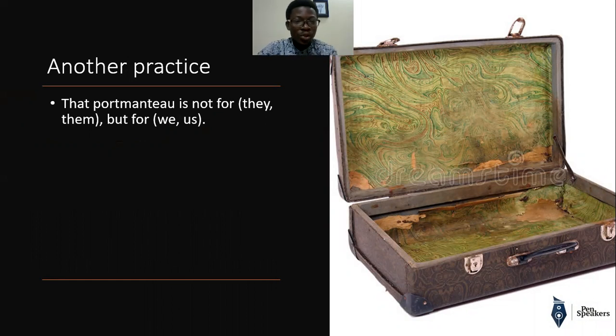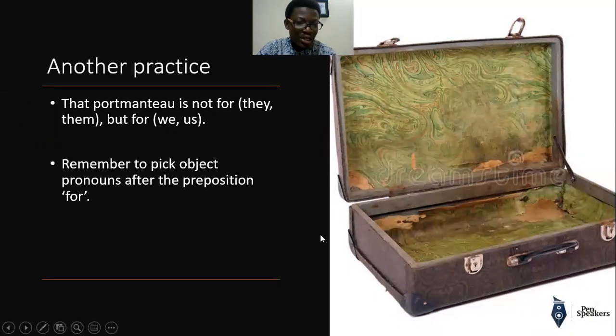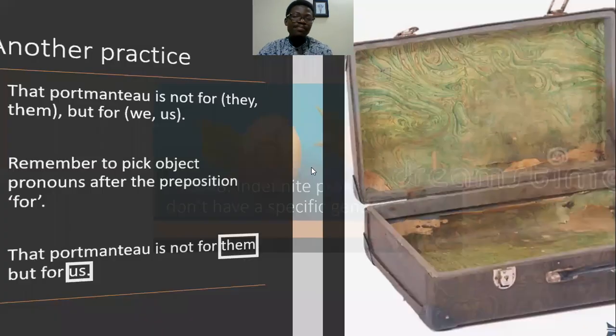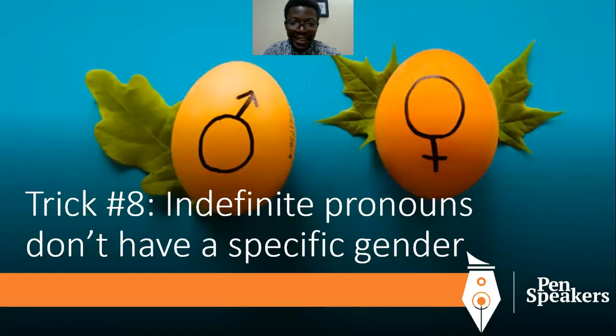Okay, so that portmanteau is not for they, them, but for we, us. Remember, you're supposed to pick what? The object pronoun after prepositions. We have the preposition for here, and we have another for there. So after the preposition, you're supposed to pick the object pronoun. So that portmanteau is not for, which one's the object? Them, but for, which is the object? Between we and us, it is actually us, exactly. So that portmanteau is not for them, but for us. That's it. Okay, now let's move on to trick number 8.